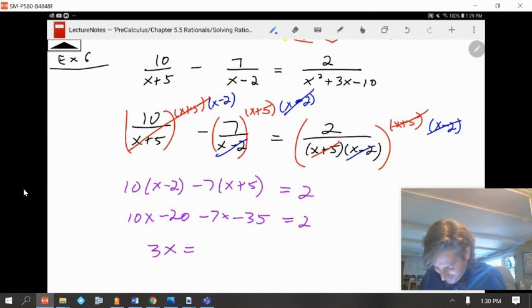It didn't write the final answer. So you finish it. Finish this equation. You should get 19, because I got to go to class now. It's 1:30.